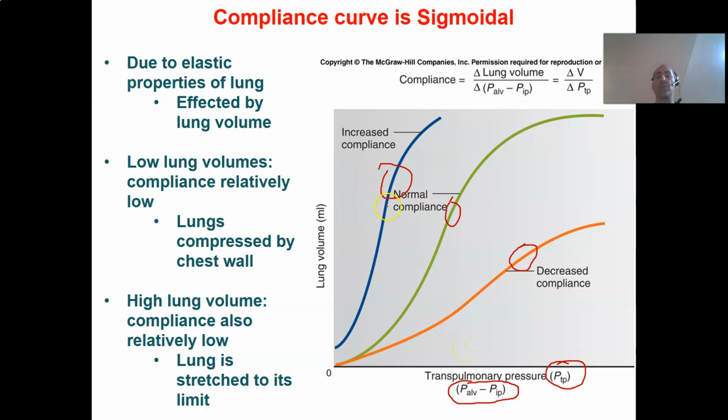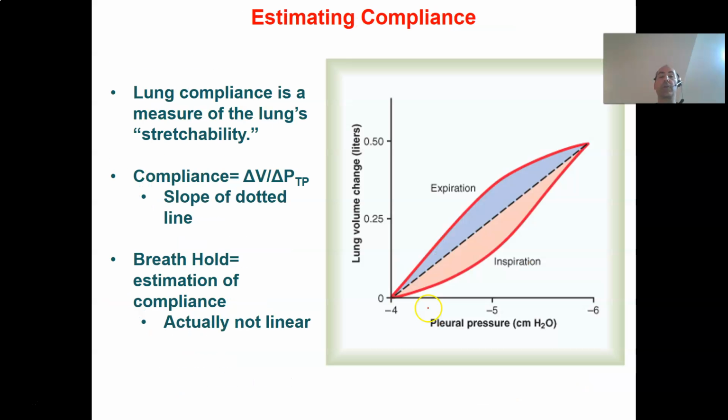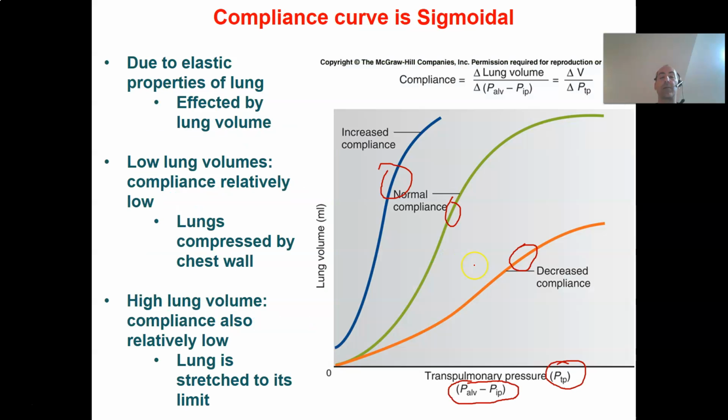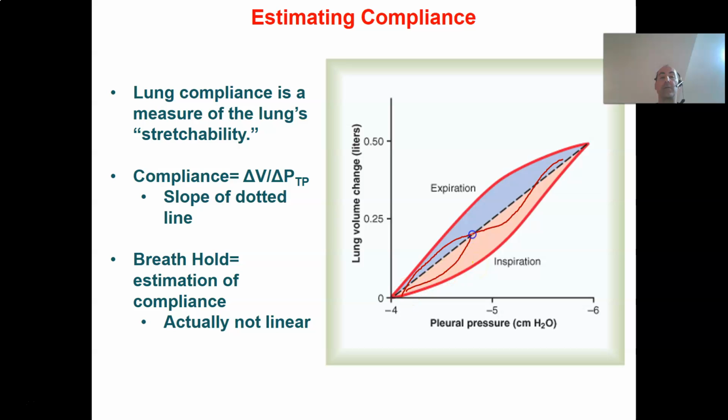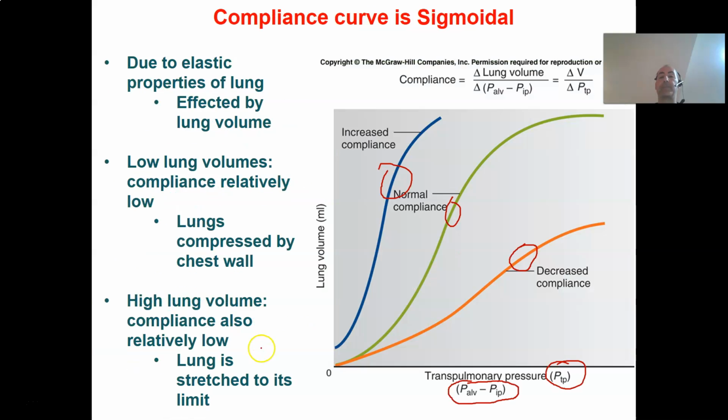I'll read some of this for you and then we'll get going. So the compliance curve is sigmoidal. So this is what it actually should look like, something like that, if we were to draw it accurately. Compliance is due to the elastic properties of the lung. It is affected by the lung volume. So the more air you have in the lung, that changes the properties of compliance.